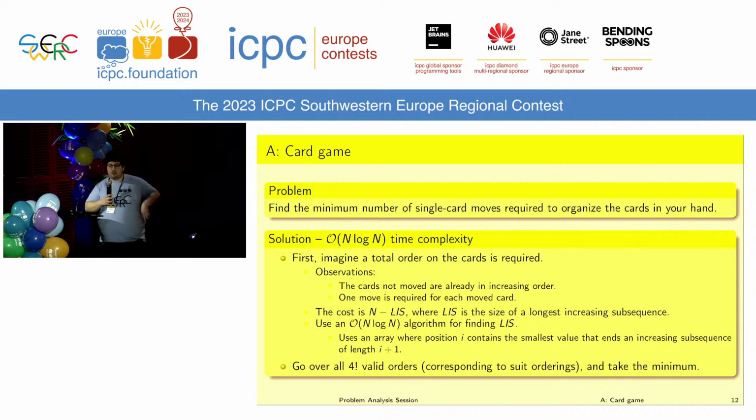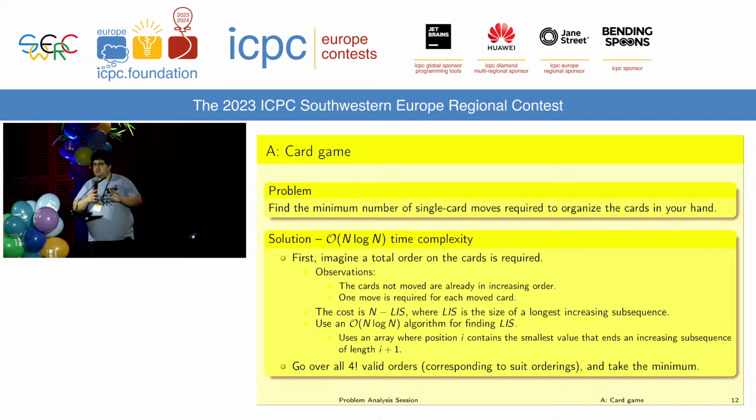To solve this, first imagine that the order of the different suits is actually fixed. Then you can see that the cards that do not move in an optimal solution are already sorted. Conversely, if you are given a set of cards which you know do not have to move, you can easily find a solution which does not move these cards. So if you fix the ordering, the problem is completely equivalent to finding the longest increasing subsequence, which is known to be doable in n log n.